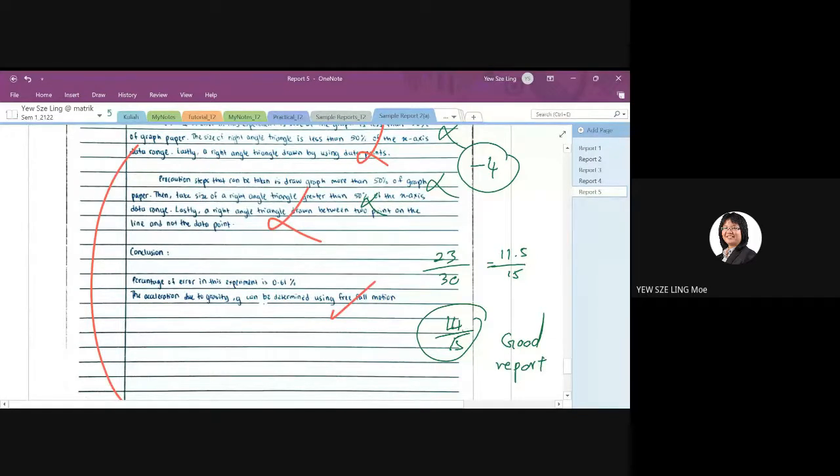If you want to score an A in your physics, you must at least get 14 over 15 marks. So assuming this lab report full mark is 30, now 7 marks are deducted because of all these minor errors. So after I divide by 2, you got 11.5 over 15 marks. So 11.5 over 15 marks, actually this one is considered quite bad already. All right, so a good report should be above 14. The minimum you can get should be 13. You shouldn't get below 13 because we have already gone through all of the steps.